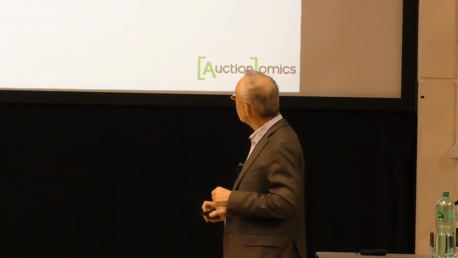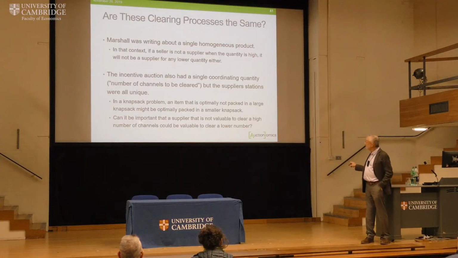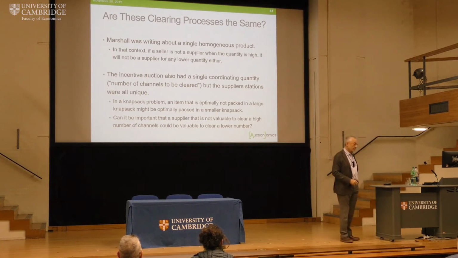Okay, so let's move forward. And that raises the question, by the way, this is the quantitative question we want to ask. Can it be important that a supplier that's not valuable in clearing a high number of channels is valuable when we're clearing a lower number of channels? Okay?